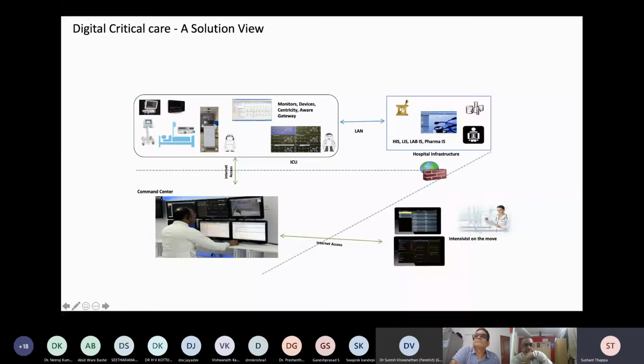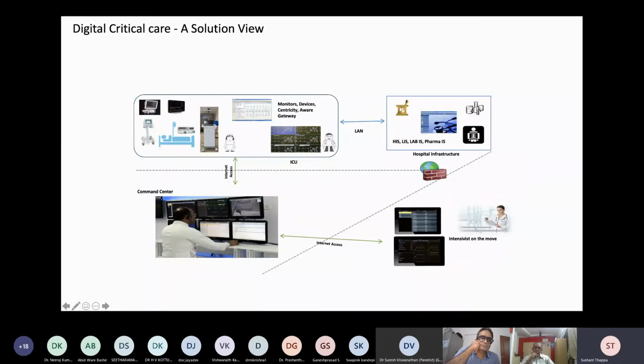Within a typical ICU setup, there is central monitoring. There are devices hooked up to a central system like Centricity, through a gateway or different kinds of gateways that join these devices together. Once this is connected to a hospital system, like the hospital information system, labs, and pharmacy information system, this becomes one integrable system across hospital infrastructure.